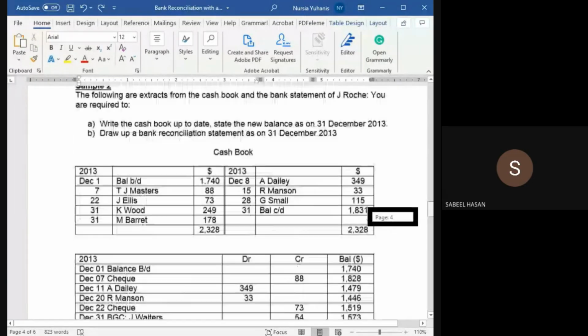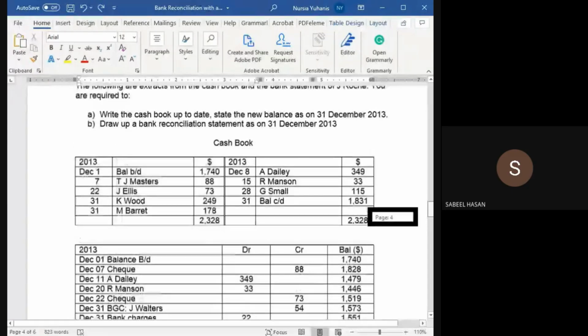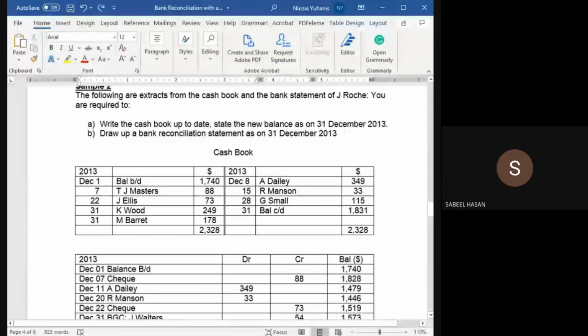So here the question asks that first you need to prepare the cash book up to date, meaning the adjusted cash book. So you need to set the new balance using the adjusted cash book. And second, you need to prepare the bank reconciliation statement. So this question makes it easier for you because you prepare the adjusted cash book first.